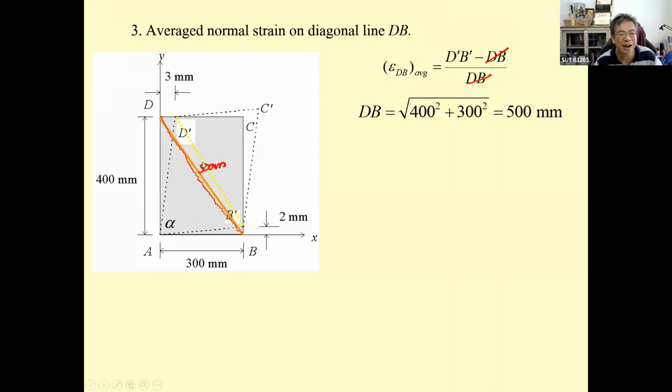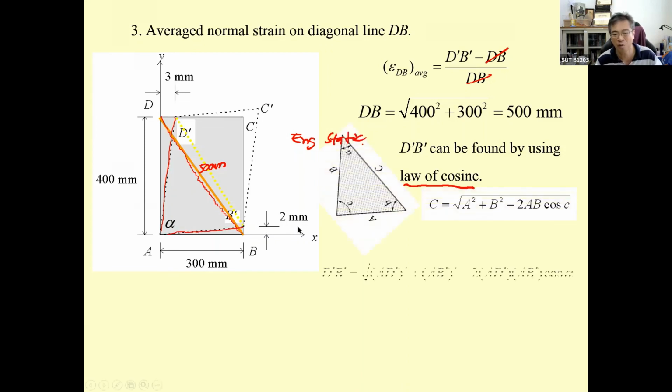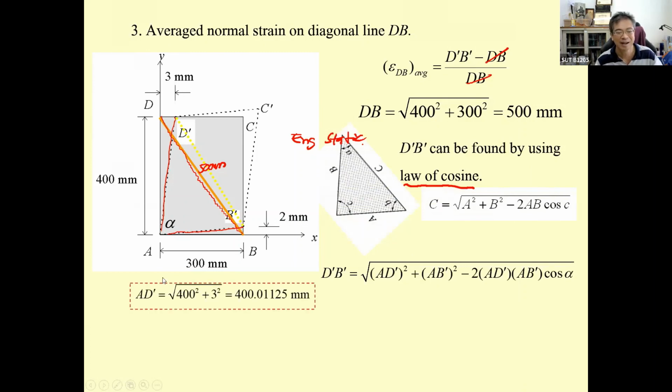Okay, and the dashed yellow line is going to be harder. You've got to go back to engineering statics, and then you use the law of cosine. You know this side, from the square root of 3 squared plus 400 squared, and you know this side, which is going to be 2 squared plus 300 squared. That is going to be AD squared, just as I mentioned, and then this is AB squared, just as I mentioned.